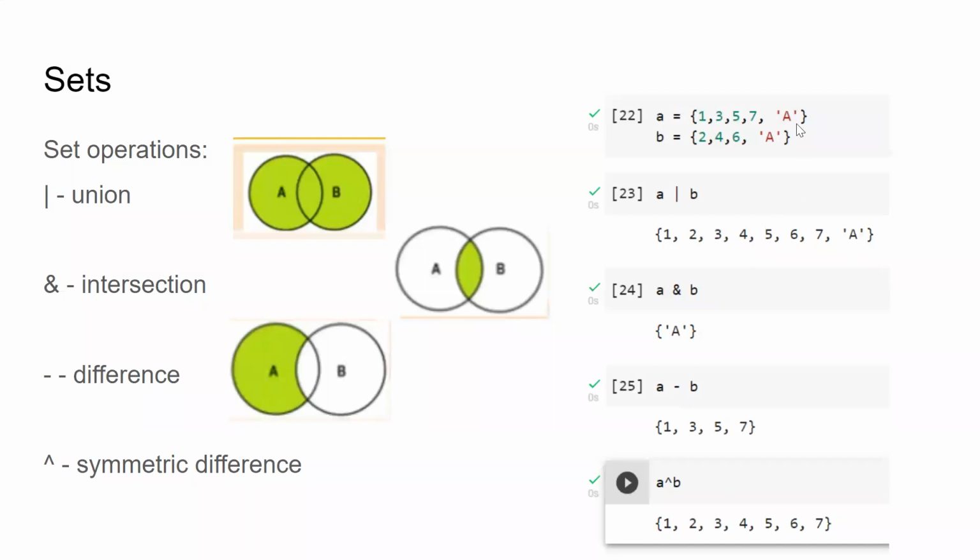So sets can also have elements of different types. Except for intersection, there is the operation of union. Union gives a set that has elements of both. The difference operation gives elements from the first set that do not appear in the second set. And there is also a symmetric difference. Okay.